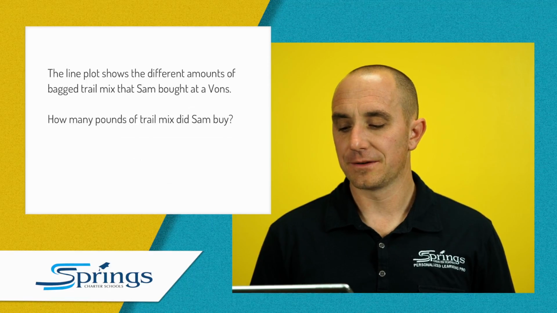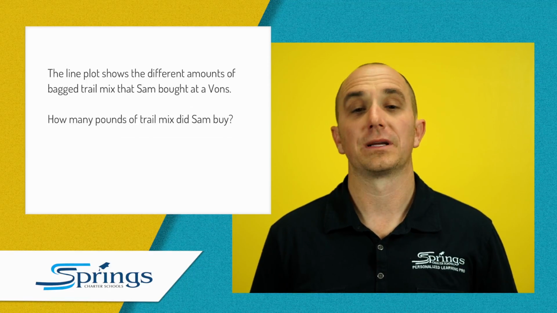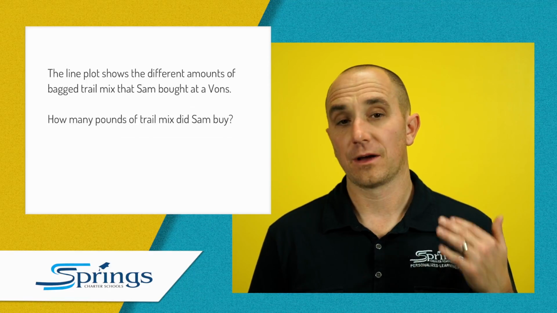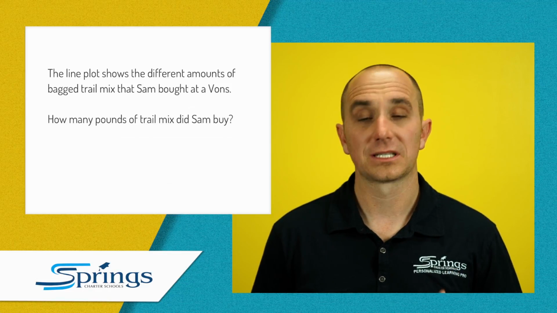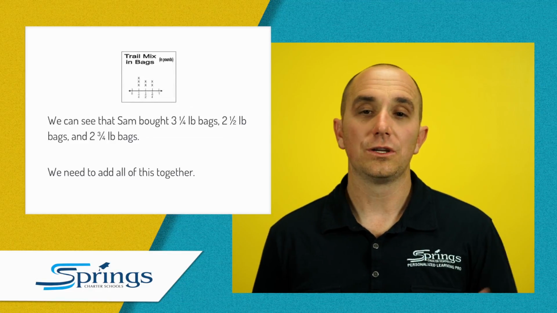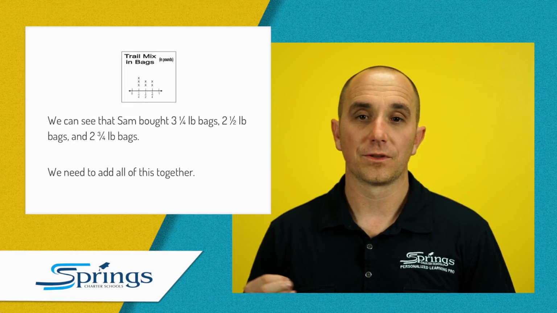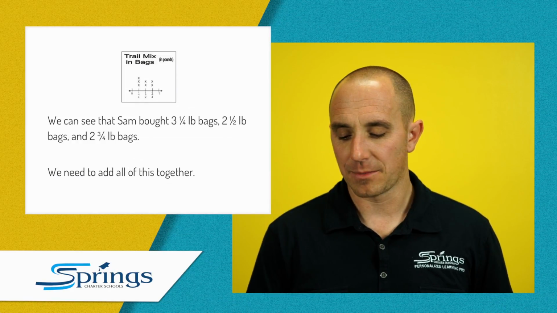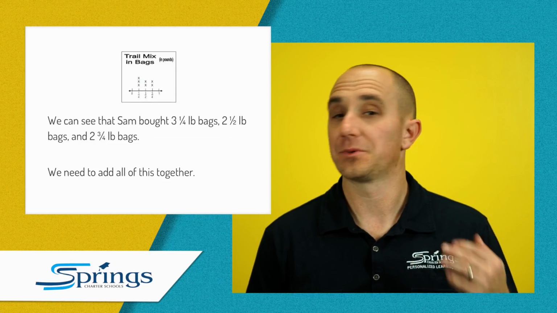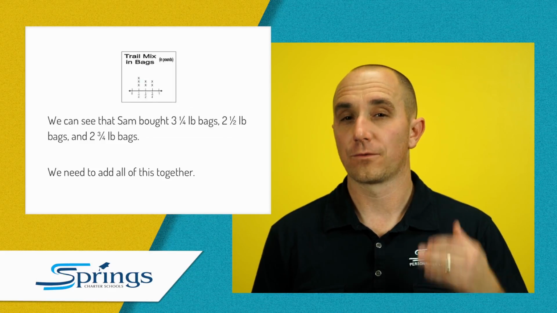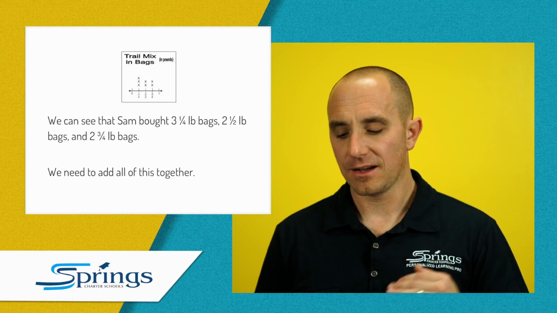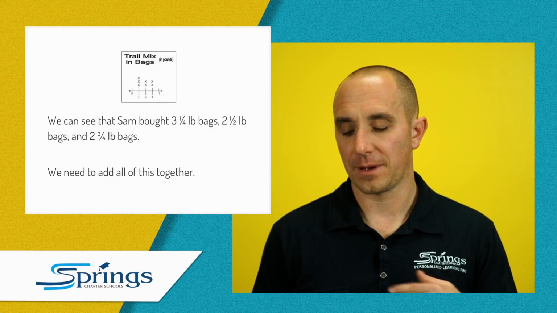So the line plot shows the different amounts of bagged trail mix that Sam bought at Vons. Now, how many pounds of trail mix did Sam buy? So we're going to use the line plot to formulate an answer. We're basically going to add up all of those different numbers. So we can see that Sam bought 3 1/4 pound bags, not 3 1/4, but 3 1/4 pound bags, 2 1/2 pound bags, and 2 3/4 pound bags.